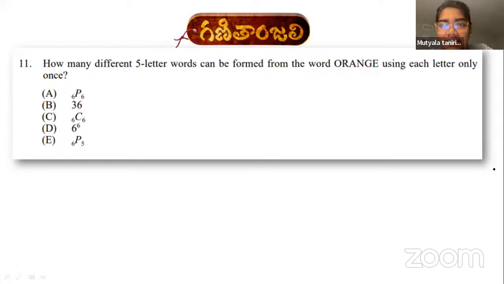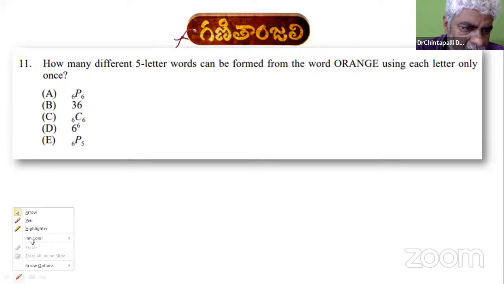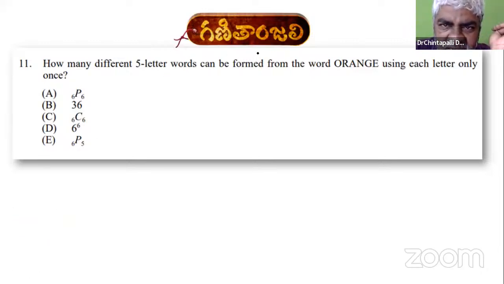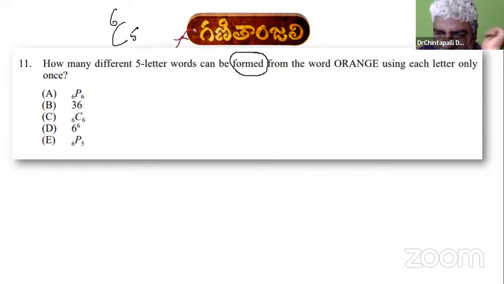But then there's also 6C6. 5-letter word, 6C5. Sorry, not selecting here. Forming is different from selecting. The letter used here is forming. There are 6C5 ways to select. After selecting those 5 letters, we arrange 5 letters in 5 places.